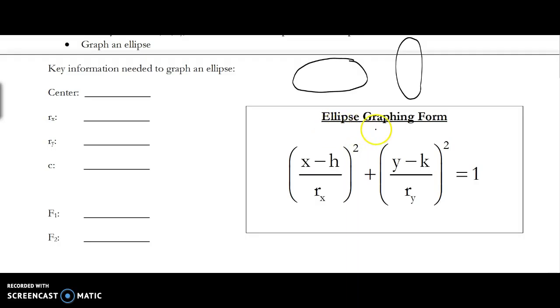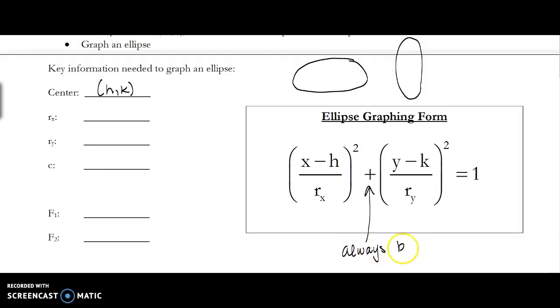Now, if you look at the ellipse graphing form, it looks almost similar to what the circle formula was. We have that center, the (h, k), and it's also still got that subtraction symbol, so it's the opposite symbol of what is normally given. The one thing I want you to remember is that an ellipse will always be addition.